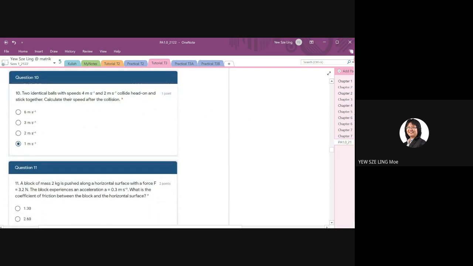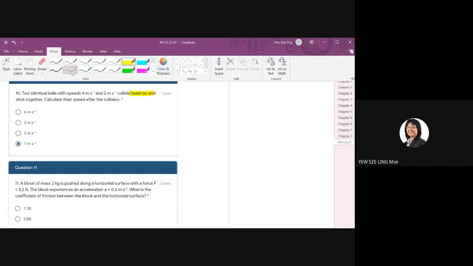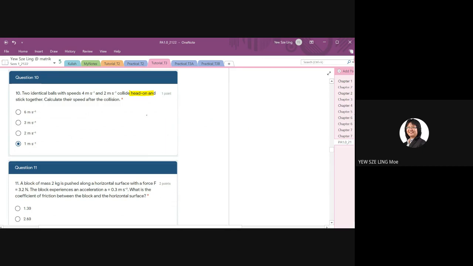Question number 10. Two identical balls. Now, this is the part that I want you to take notes. The keyword is head-on. What does it mean by head-on? Head-on means they are coming from opposite directions. So now you have two identical balls, ball number 1 and ball number 2. Let's say ball 1 is moving with 4 meters per second, and ball 2 is coming from the opposite direction with 2 meters per second. So that is the meaning of head-on collision. All right. And then they stick together after they collide with each other. So calculate the speed after collision.